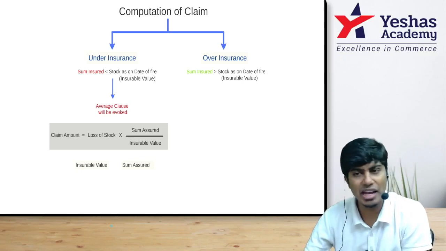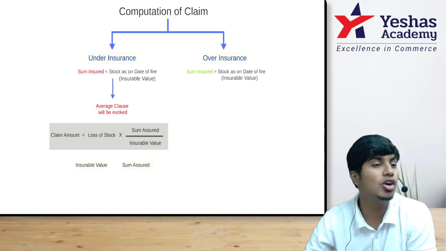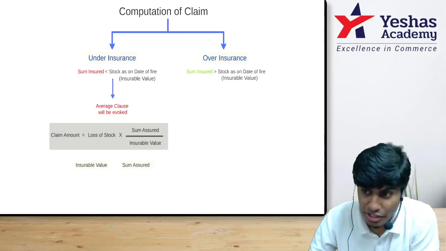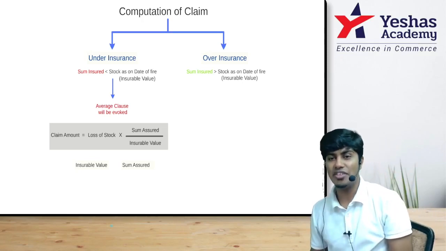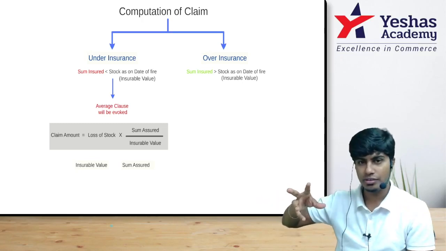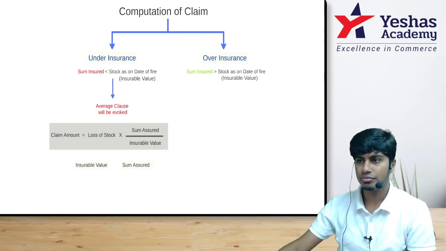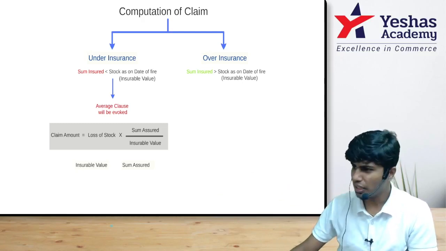Loss of stock can be the insurable amount, but it need not be. Why? Some amount of goods are salvaged. Salvaged means those goods are half burned. Those half burned goods we sold at a price. We recovered some money. Do you agree with me?